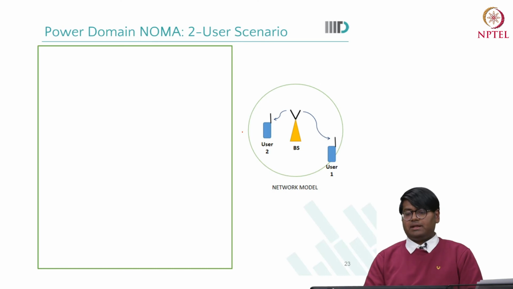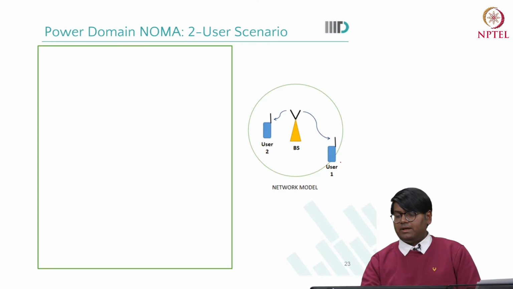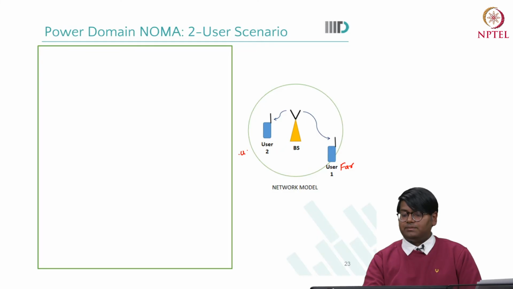So this is a simple scenario where we consider a base station communicating to two users. This is a downlink scenario where we consider two users, user 1 and user 2. User 1 is my far user and user 2 is my near user. The channel between the base station and user 1 is given by, let's say, H1. And the channel between the base station and user 2, let's say, is H2.